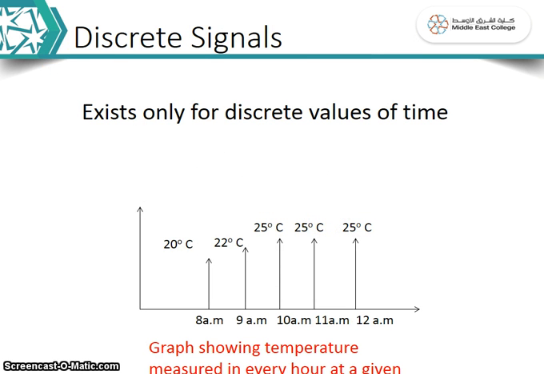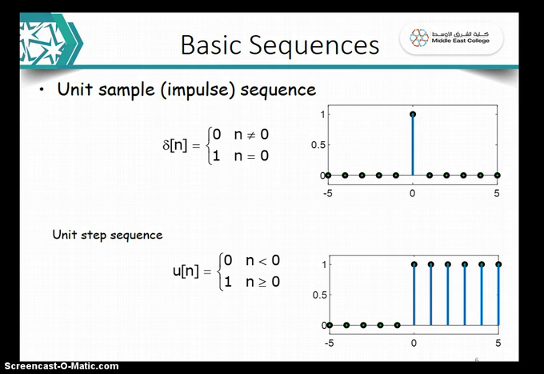This is an example of discrete values of time. A graph is drawn where the temperature is measured in a room every 1 hour. So it is discrete values of time. It is taken from 8 am to 12 pm, so the differences in temperature are noted down. This is just an example for showing you that.